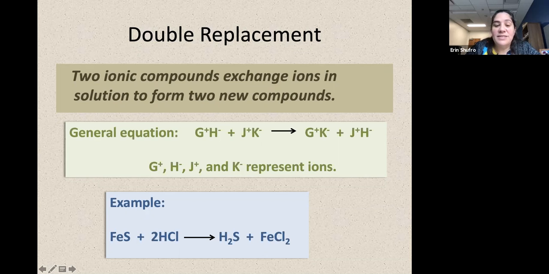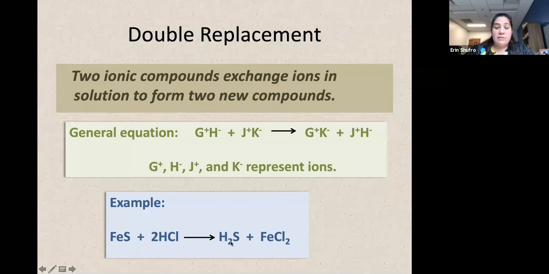That leaves the hydrogen and the sulfur to join forces. Remember that sulfur likes to form a -2, right? And hydrogen, when given no choice, forms a positive. Okay, so again, we have swapped spots. The iron and the hydrogen are swapping spots. So a double replacement reaction is when two compounds switch spots.